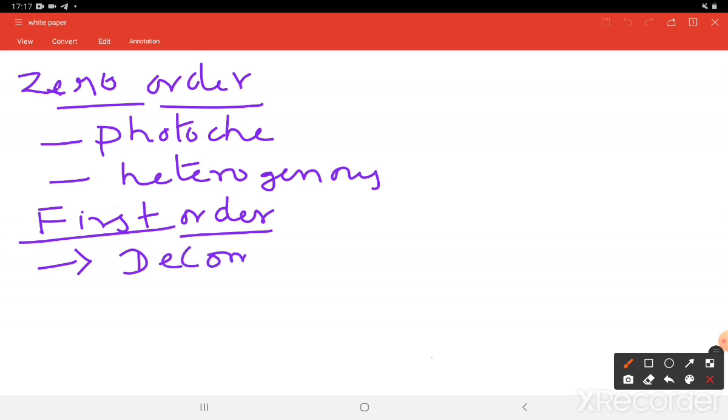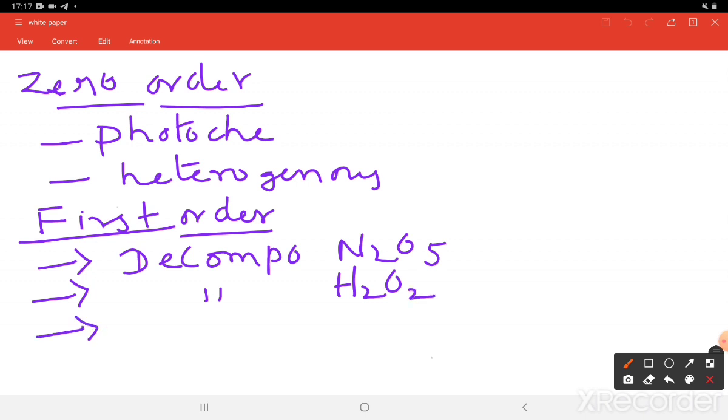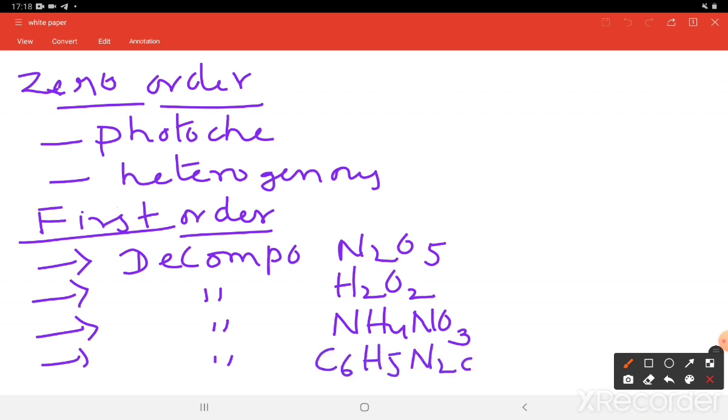Decomposition of N2O5 follows first order. Decomposition of hydrogen peroxide is a first order reaction. Decomposition of ammonium nitrate is a first order reaction. Decomposition of benzene diazonium chloride is a first order reaction.